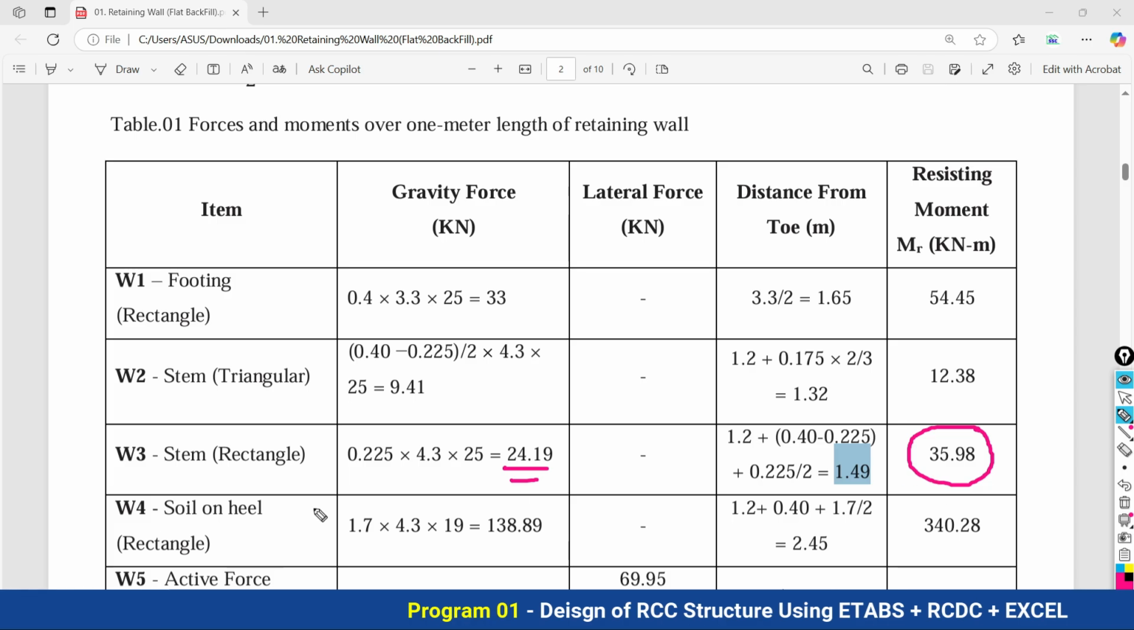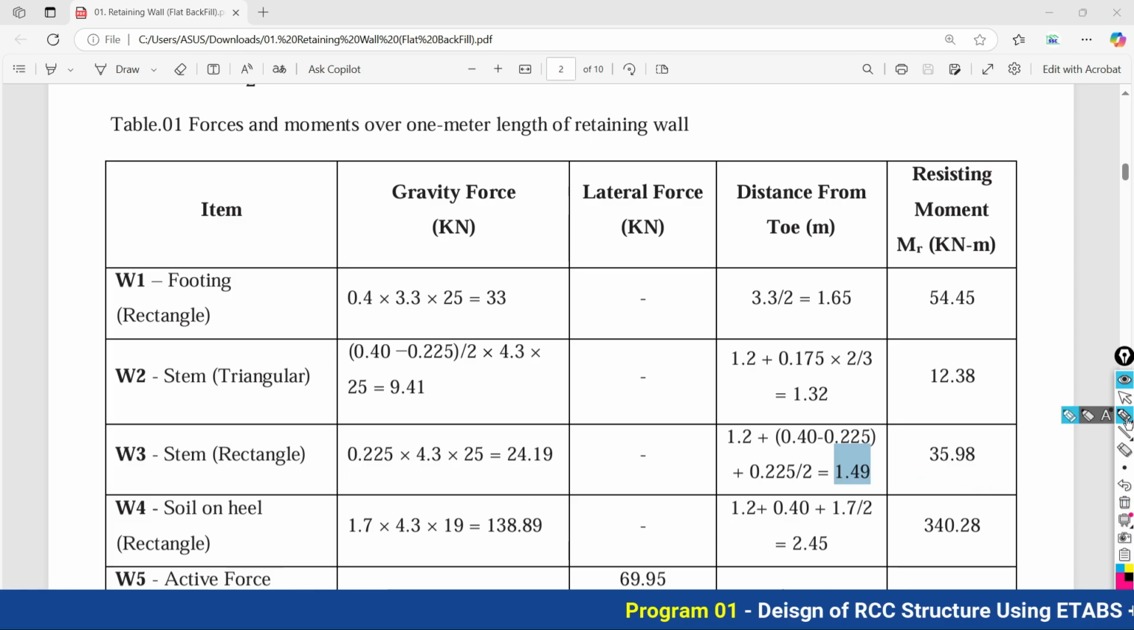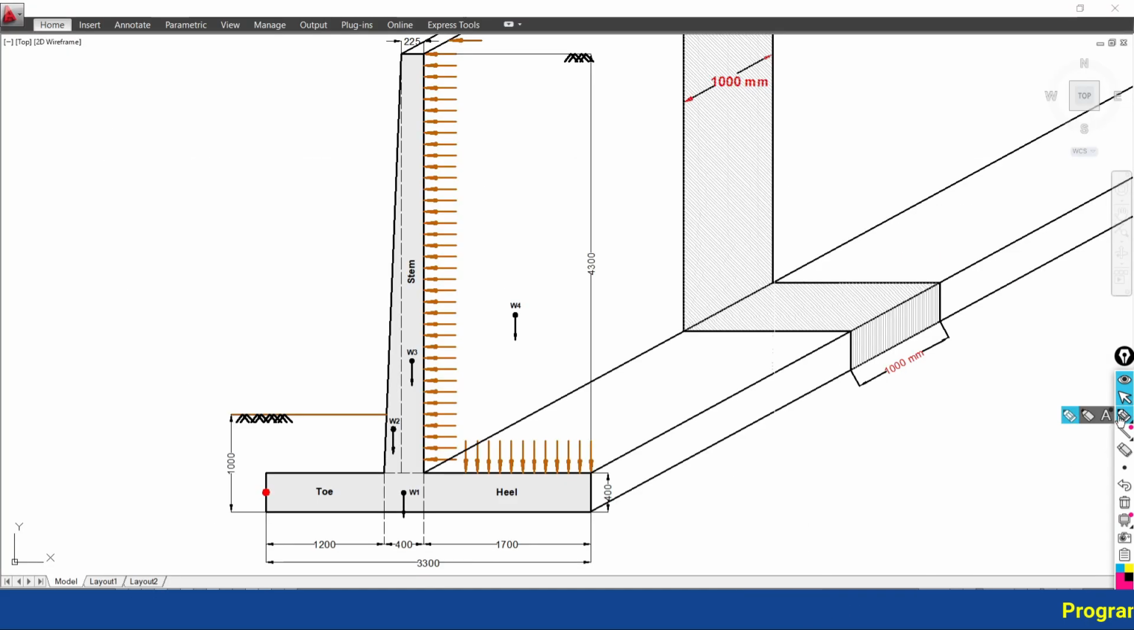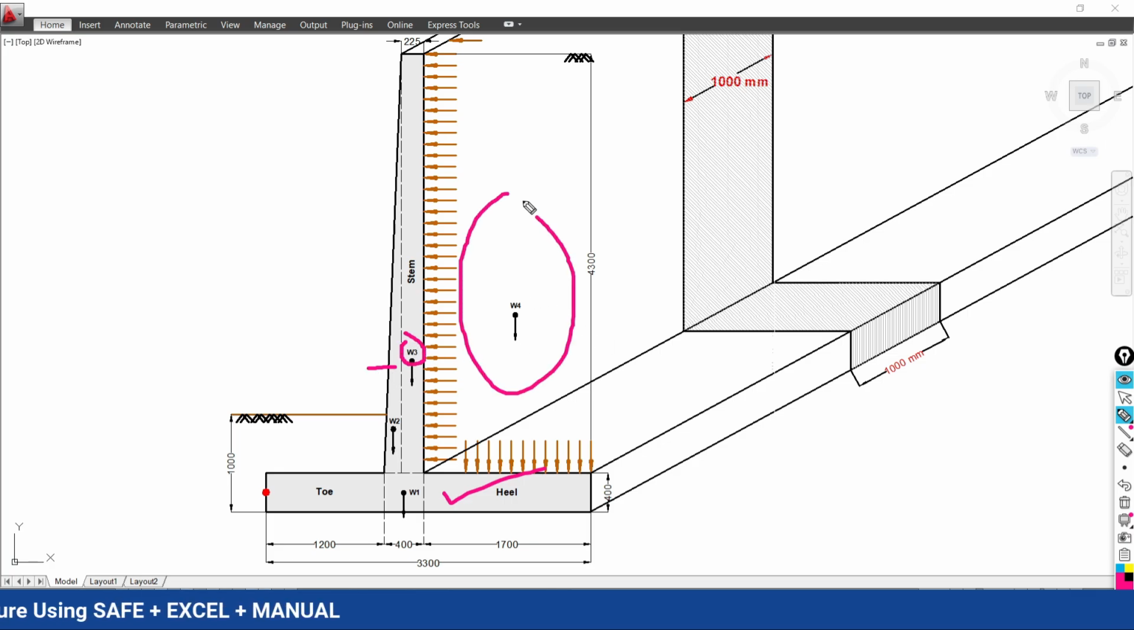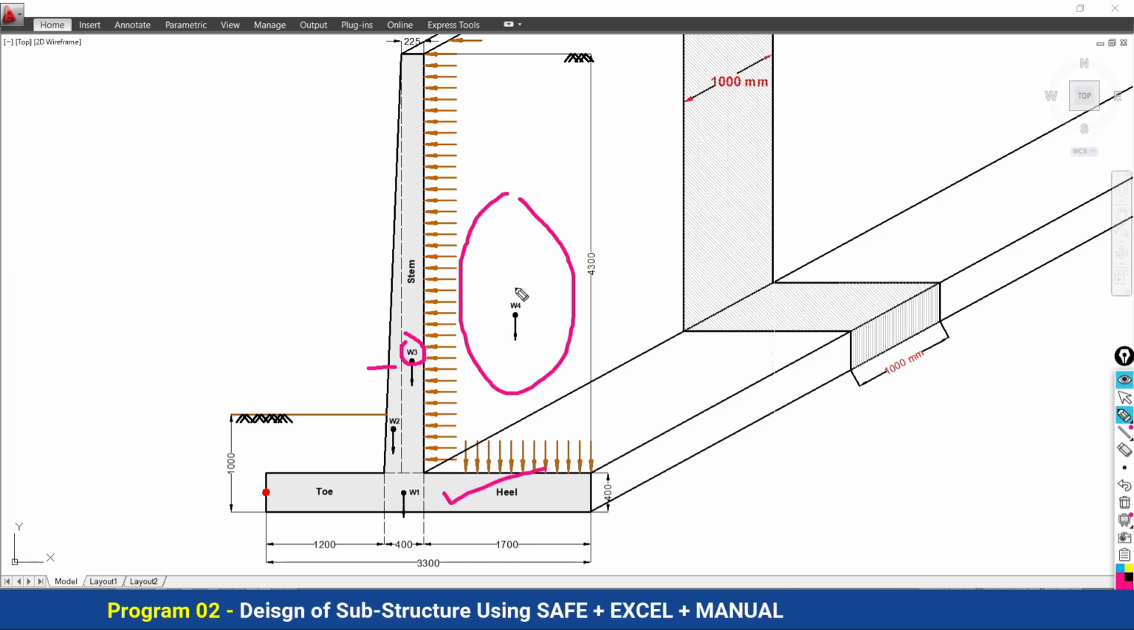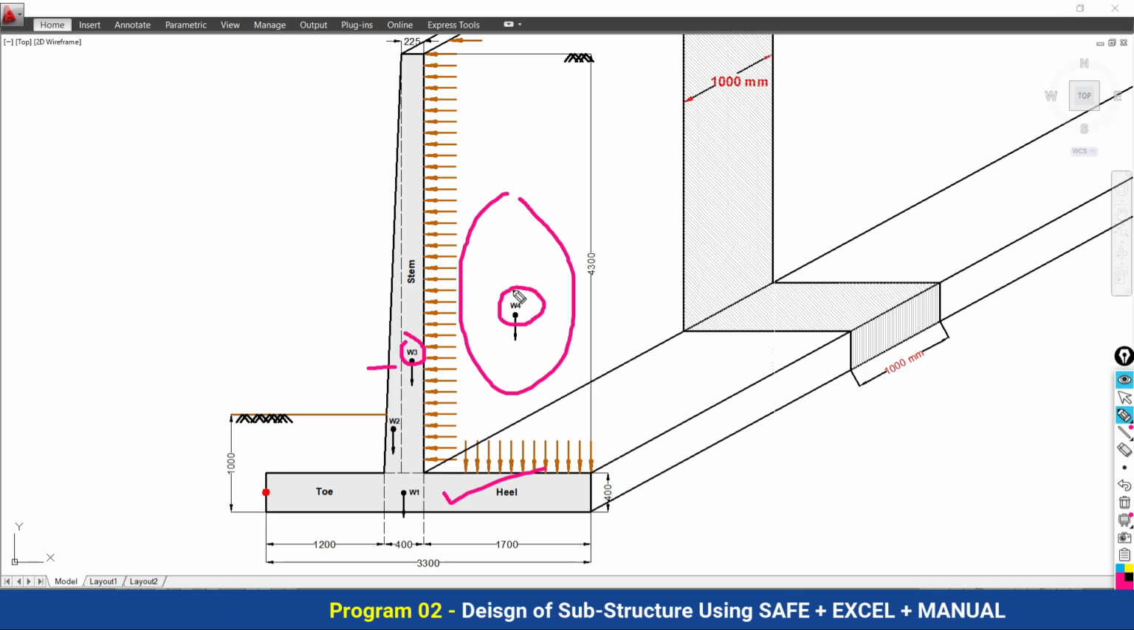This is the moment. Now the first thing, try to understand here. We have done the calculation for the base, thereafter for the stem in two parts. One is the triangle, second is your rectangle. Now this soil will also be imposing the load in the gravitational direction. So this I am going to represent by W4. So W4, how can you calculate?